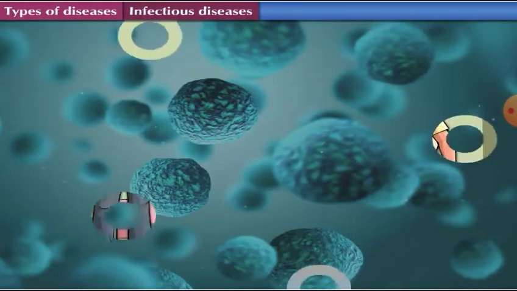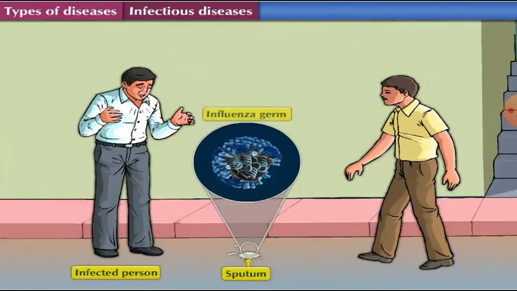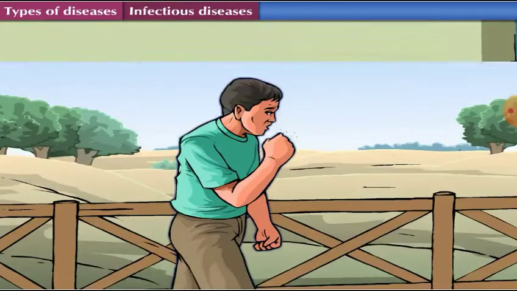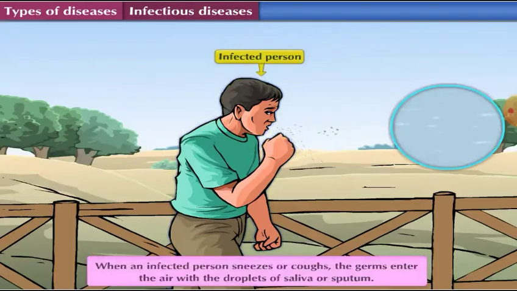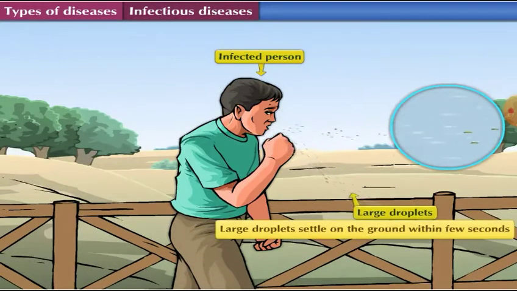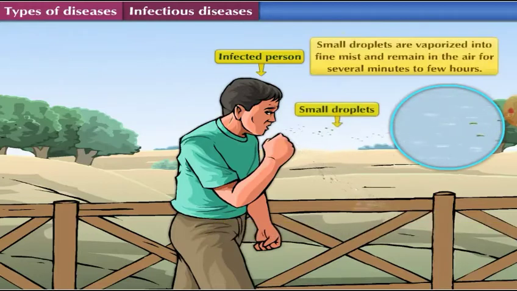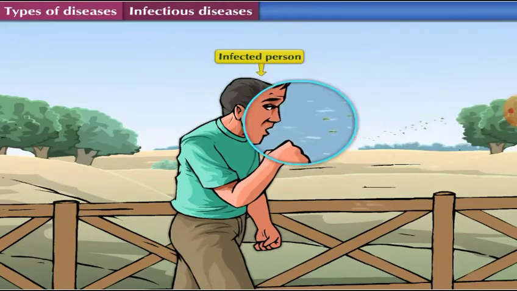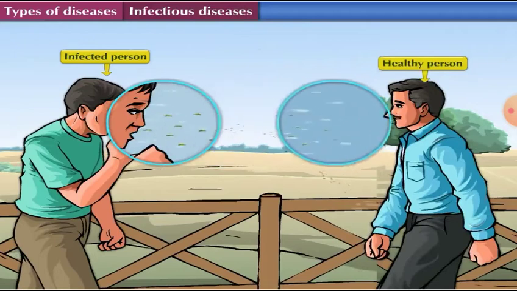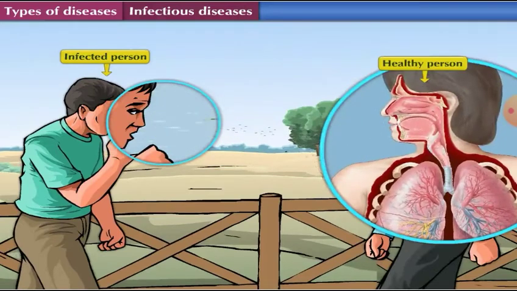Infectious diseases. The germs of a disease like influenza are present in the sputum or saliva of the infected person. When this person sneezes or coughs, the germs enter the air with the droplets of saliva or sputum. Large droplets settle on the ground within a few seconds, but small droplets are vaporized into fine mist and remain in the surrounding air for several minutes to a few hours. When other people breathe in that same air, the germs enter their bodies and the disease spreads.